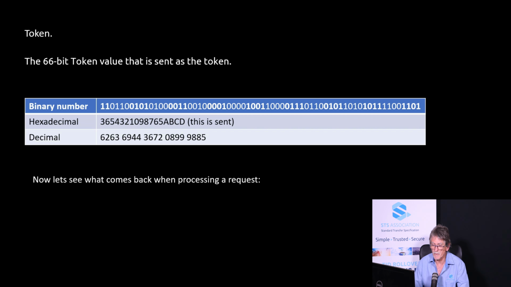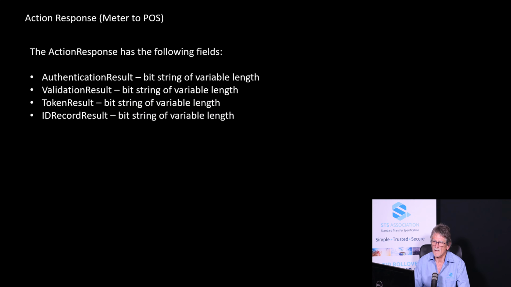Now let's see what comes back when processing a request. The action response, from the meter back to the point of sale, has the following fields: an authentication result, which is a bit string of variable length, and a validation result, which is a bit string of variable length. The authentication result tells us whether the token itself was authentic, and the validation result tells us whether it was a valid token. Then you have a token result itself, which gives you the final answer. And then the ID record result, which is also a bit string of variable length.